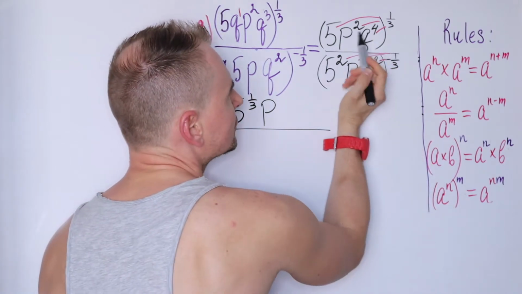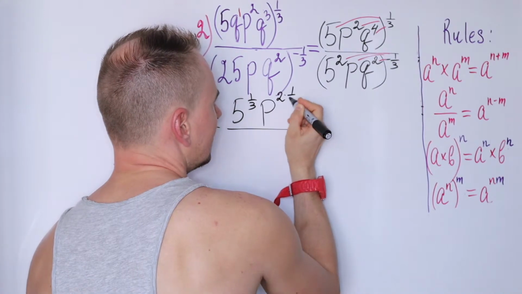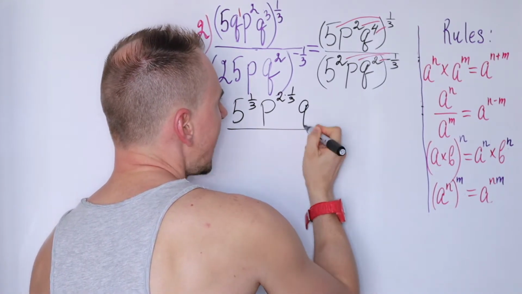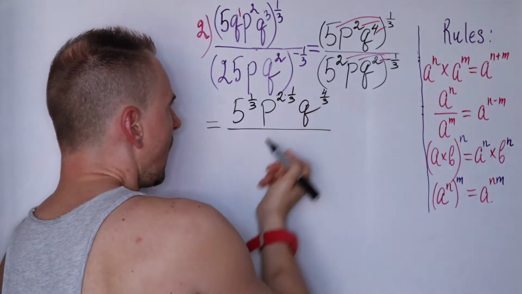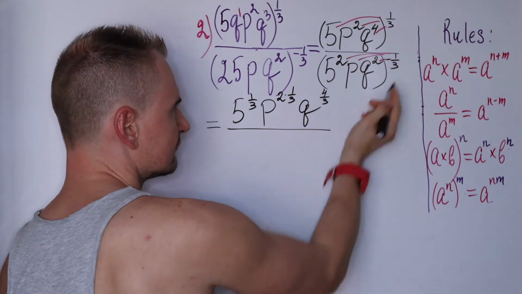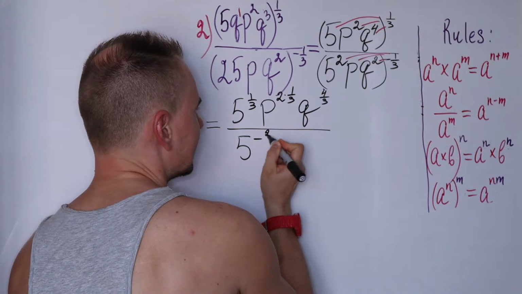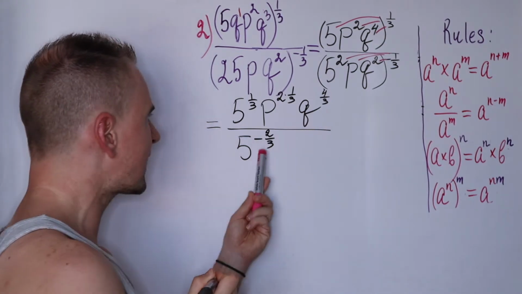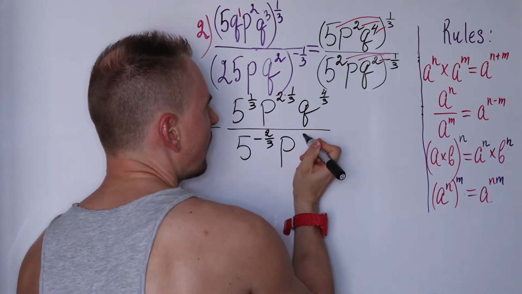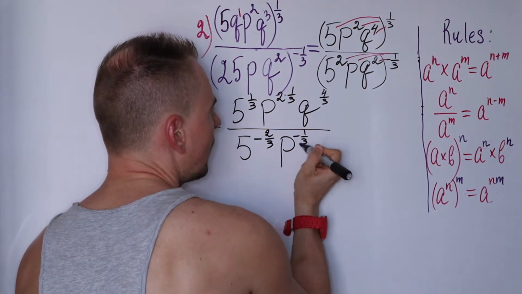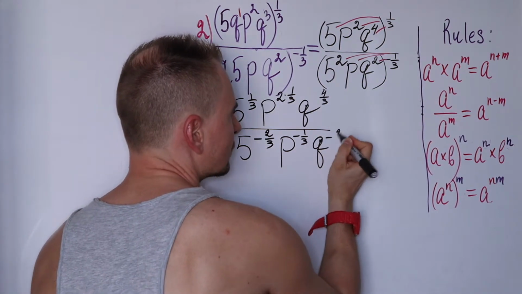So I'm going to just multiply 2 by a third like this, and q, 4/3. Also the same goes with the bottom. So 5, 2 gets multiplied by negative a third, so your power becomes negative 2 over 3. So p to the power of negative a third and q to the power of negative 2 over 3.